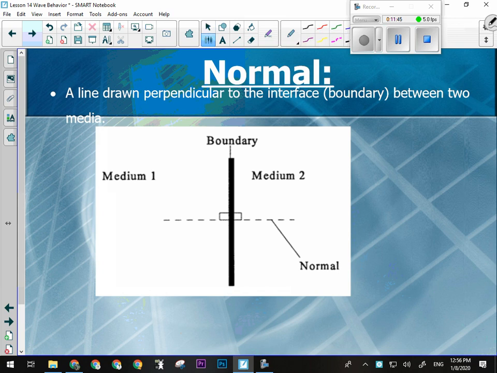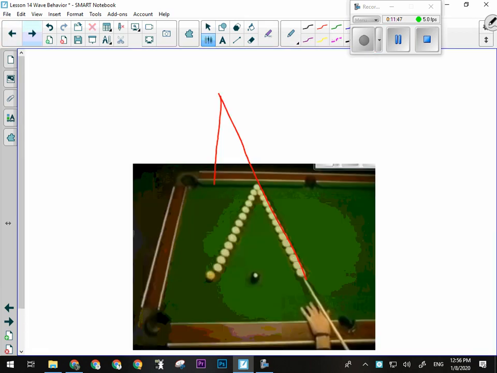So when we were doing this situation here, the normal line would have been right here. The normal is always drawn perpendicular to the boundary, and then we always measure the angles from the normal. So this is the angle of incidence, and this is the angle of reflection, and those angles are always equal. Everybody with me there? So the normal line is just an imaginary line that we can measure the angles from.